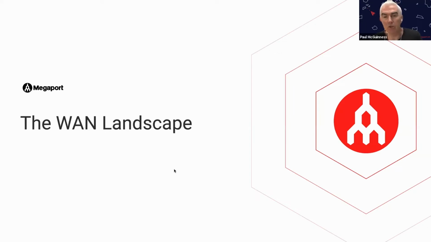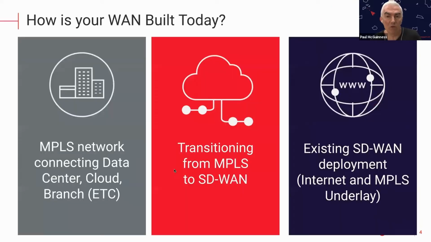When we go out and talk to our customers, talk to enterprises in the EMEA region particularly, but also around the world, typically what we see is that enterprises fall into one of three areas for their WAN deployment. Many customers are still using MPLS networks to connect their data centers, clouds, branches together. But many are also on the other end of the scale, on the right-hand side of this diagram, and they've already deployed an SD-WAN solution.